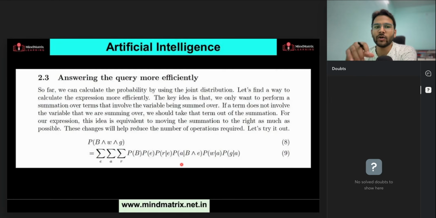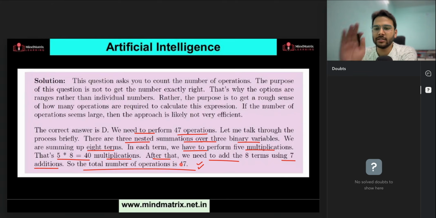Now, let's try to answer this query more efficiently. I hope it is clear till this slide, everyone. Gurdeep and Abhas, any doubt? Crystal clear? Shall we proceed now?